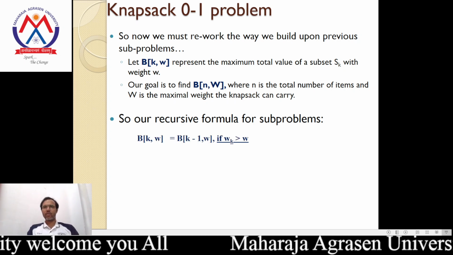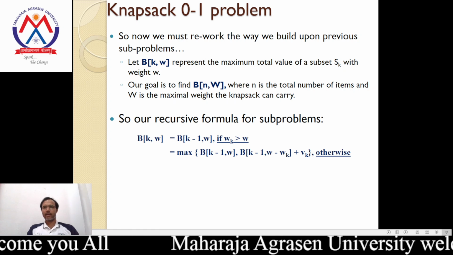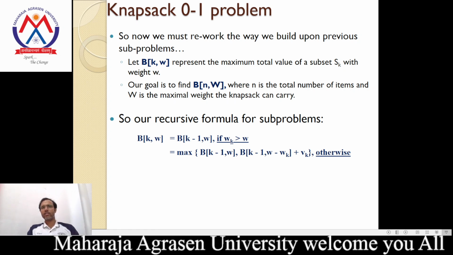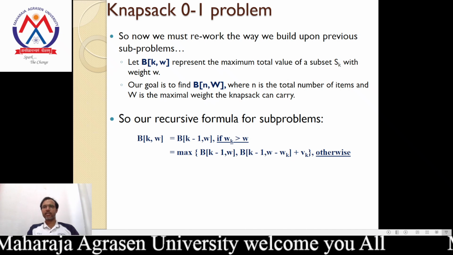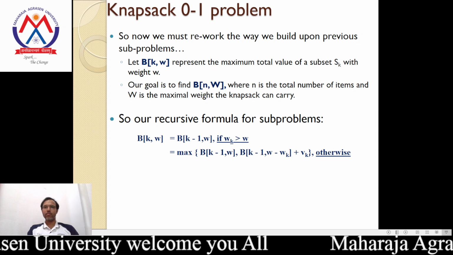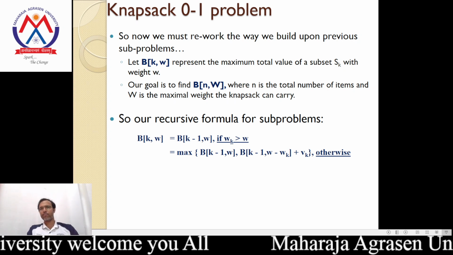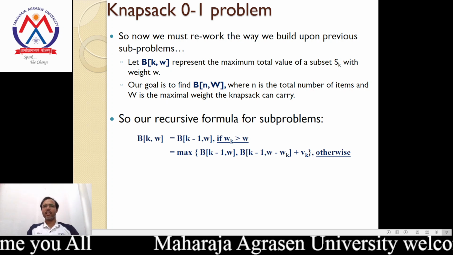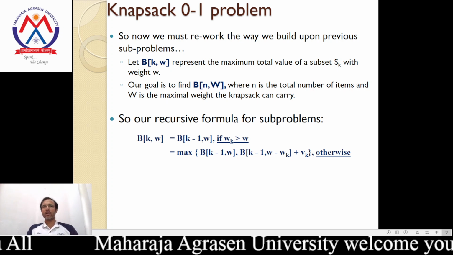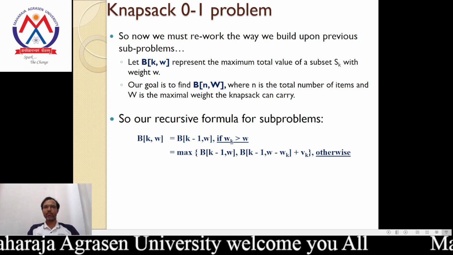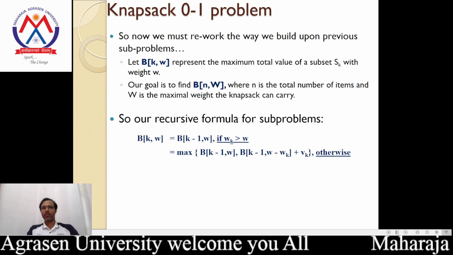This is a recursive formula for the subproblem: B[k, w] equals B[k-1, w] if wk is greater than w. Otherwise, it is the maximum of B[k-1, w] and B[k-1, w - wk] + vk, where vk is the value of that item. We will explain these terms k and w with a set of examples, and how we can generalize this recursive formula from the example we have solved.